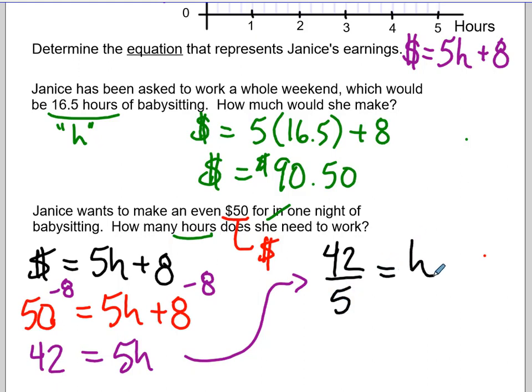And yes, you can have fraction answers. That's totally acceptable. If you're uncomfortable with that, you could do the division, and you could come up with 8.4 hours would be how many hours she'd have to work to make an even $50.